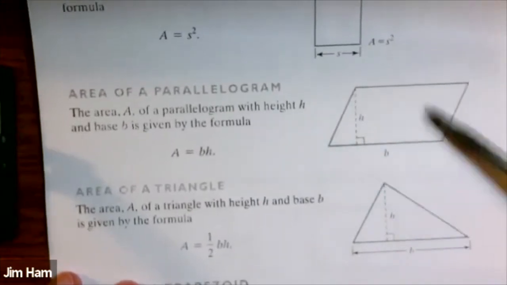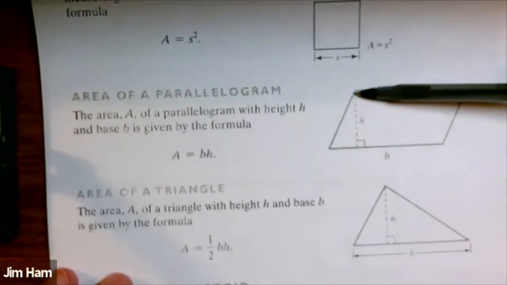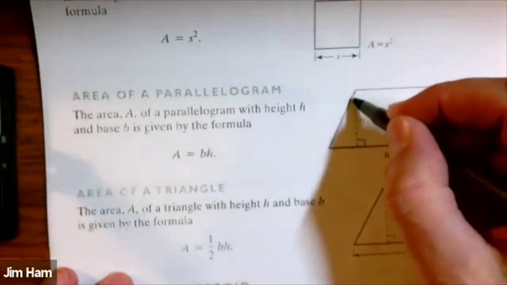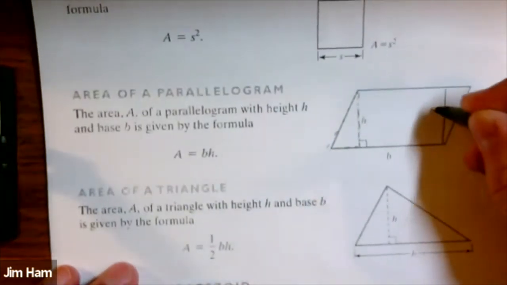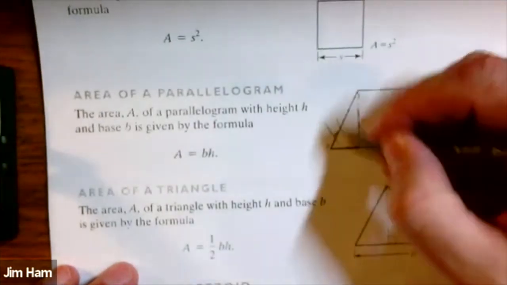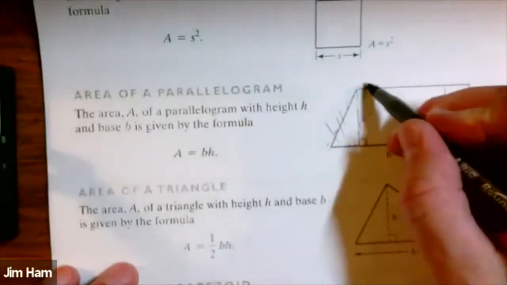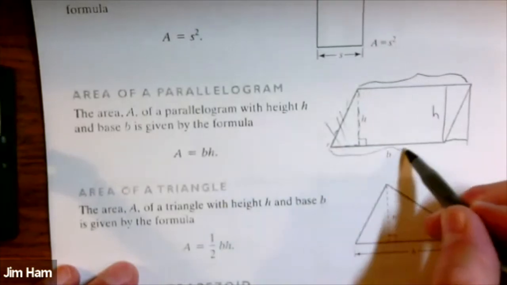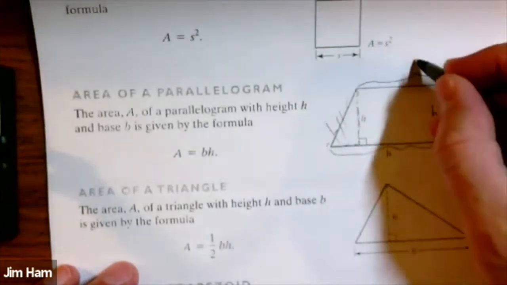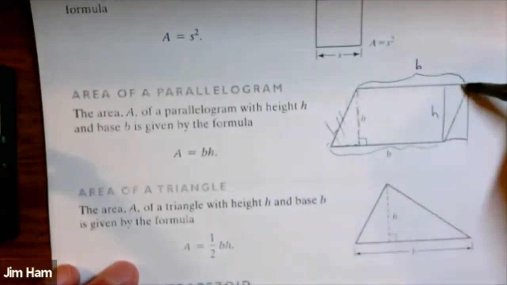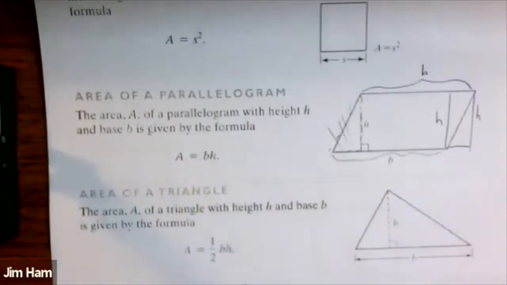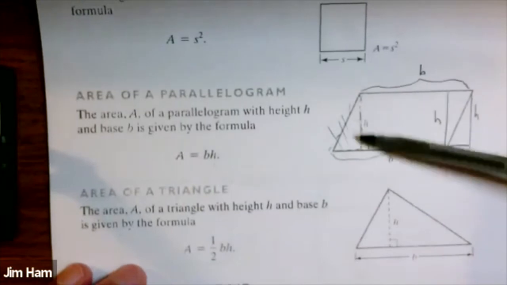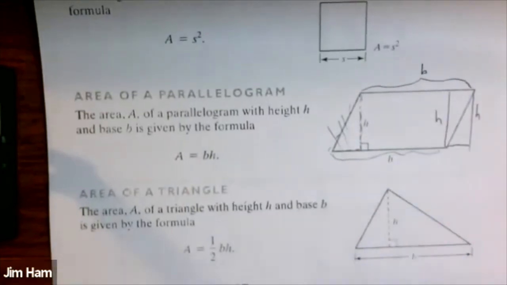What's interesting about some of these is that here's your height, and if you just cut this piece off here and brought it over here, then this side right here is the same as this side down here, and in our new rectangle here's the base, and here's the height. So the area is base times height. It's the same exact formula as a rectangle, but you have to cut off a piece over here and bring it over here in order for it to look like a rectangle.